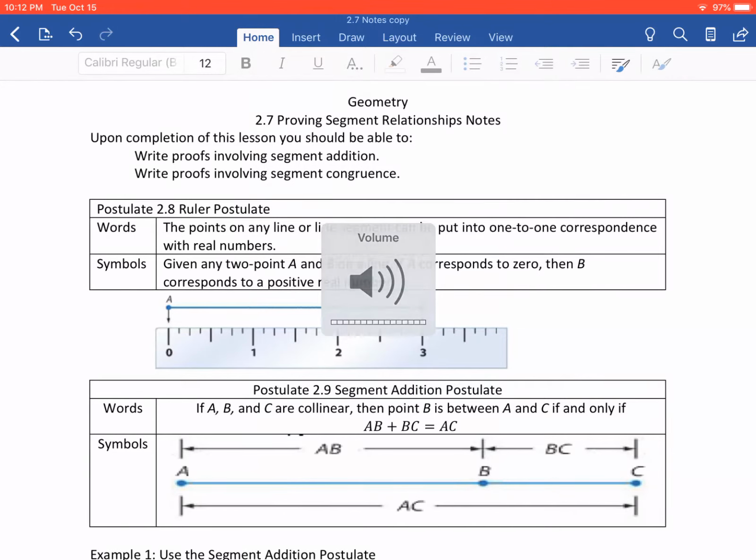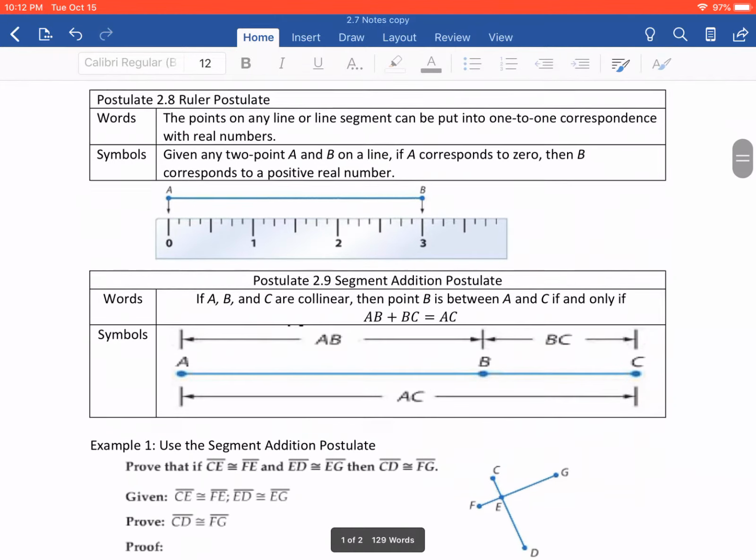3.7, Proving Segment Relationships. Upon completion of today's lesson, you should be able to write proofs involving segment addition and write proofs involving segment congruence. We have two postulates we're going to talk about today.